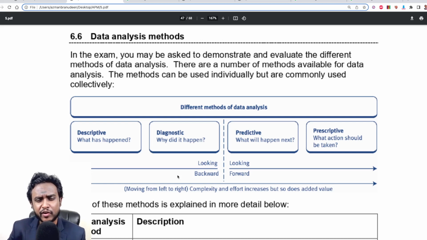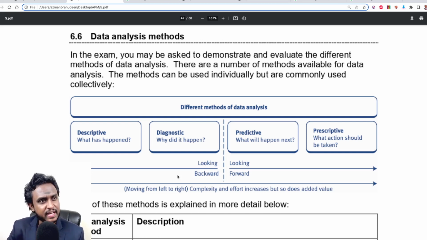We may need to go for a predictive approach here. So that is the kind of questioning that mostly can appear in the APM exam. So you need to have understanding of the four approaches to data analysis and how they work basically. There are four: descriptive, diagnostic, predictive, and prescriptive.